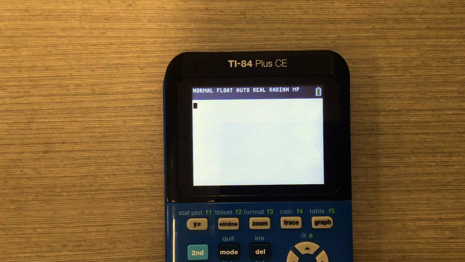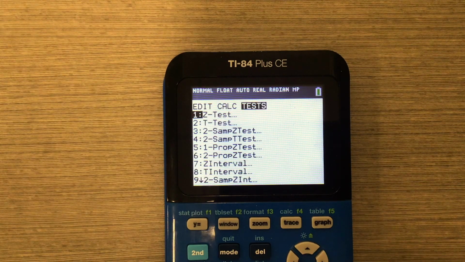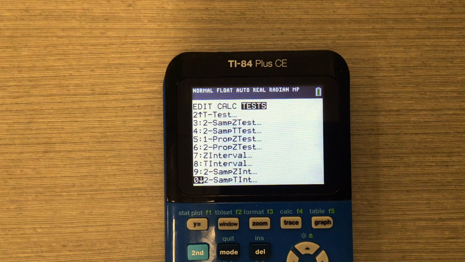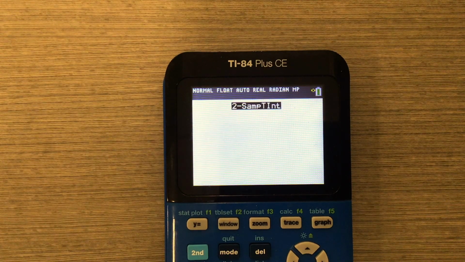Let's take a look at how to find a confidence interval for a two-sample t-interval here. We're going to hit stats and over to tests like we usually do. And we're going to scroll on down until we see 2-SampTInt. That is the letter or the number 0. So you can also just hit 0 if you recall that, or just arrow down.